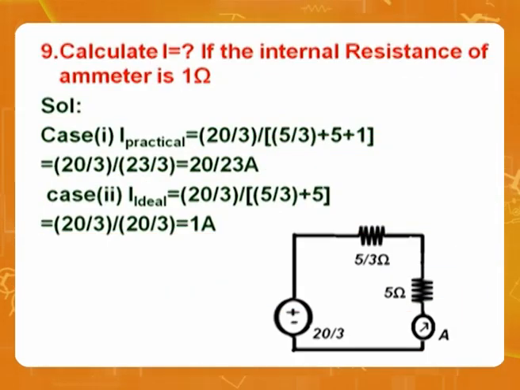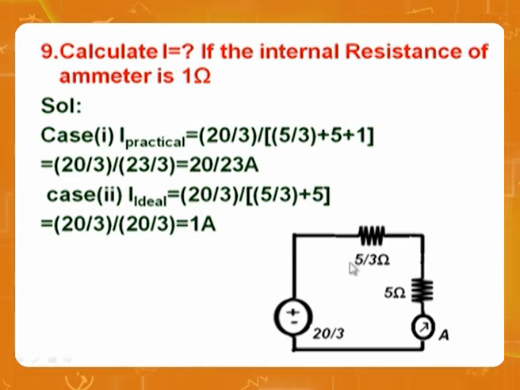Now I am talking about the compensation theorem. Calculate I if the internal resistance of the ammeter is 1 ohm. As I said, every measuring ammeter will have internal resistance. So inside this ammeter there is 1 ohm. So what to do? First go for practical: 20 by (3 plus 5 by 3 plus 5 plus 1), which is inside. That's the actual value. That is 20 by 23 amperes.